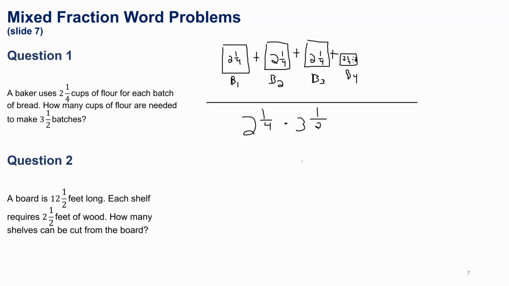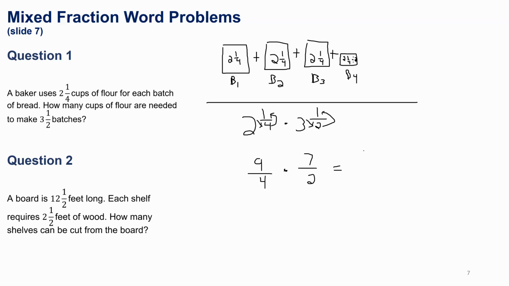So then we can follow the steps that we were learning previously from multiplying mixed fractions, in which we're first going to change these to improper fractions. So I can do 2 times 4, which is 8, plus the 1, which is 9, over the denominator 4, times 3.5, so I can do 3 times 2, which is 6, plus the 1, which is 7. So I get 7 over 2 here. So now I have 9/4 times 7 over 2. I first look to see if I can cross reduce, which I can't. So then I multiply.